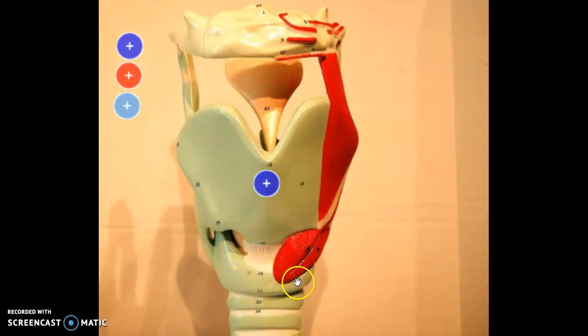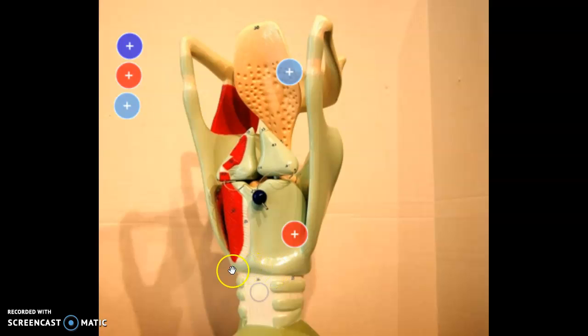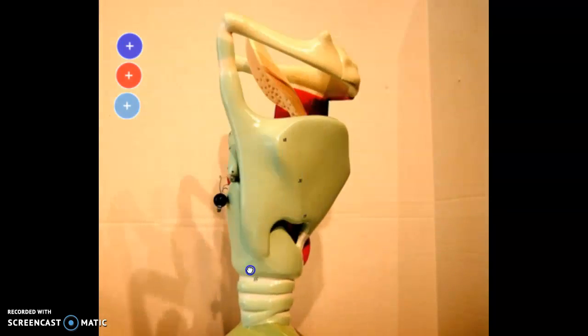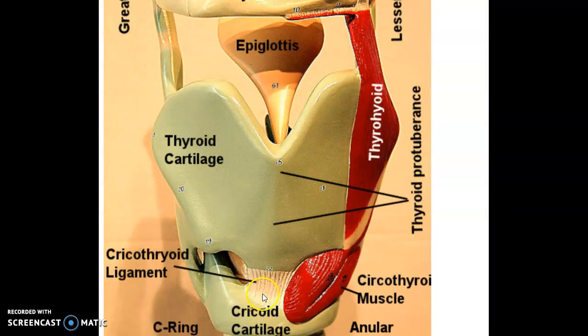Now, this cartilage right here is called the cricoid cartilage. For the love of every deity out there, I want to call it the circoid cartilage because it goes in a circle. The thyroid cartilage doesn't. These C-ring cartilages don't. The epiglottis definitely doesn't. This is the only circular cartilage. It is the cricoid cartilage. And it's attached by the cricothyroid ligament right there.